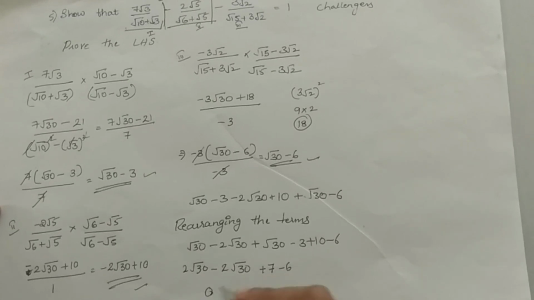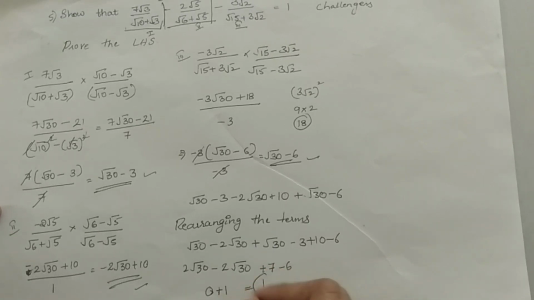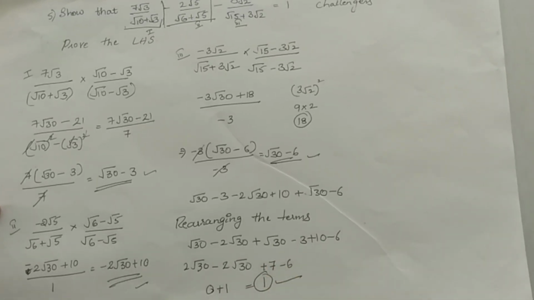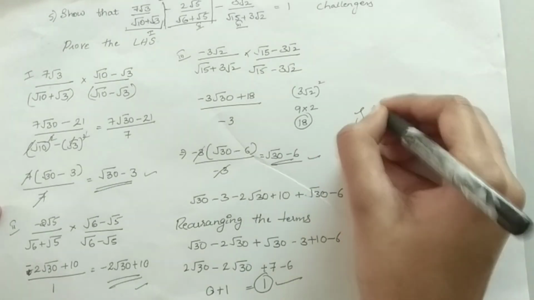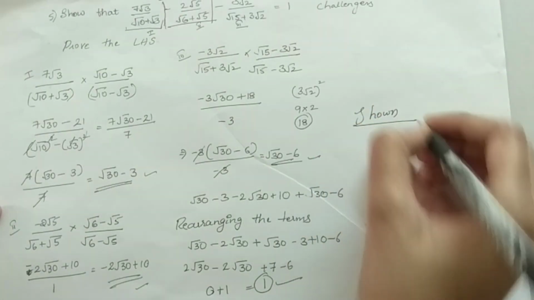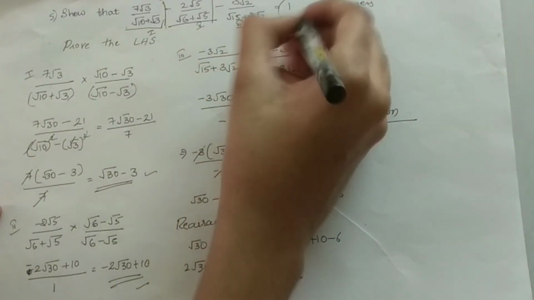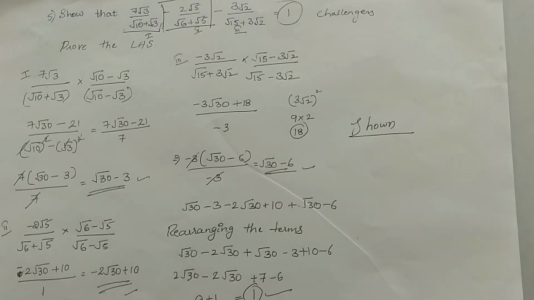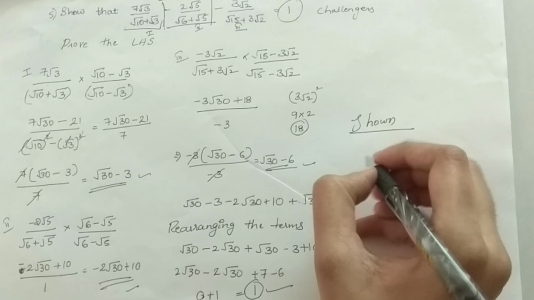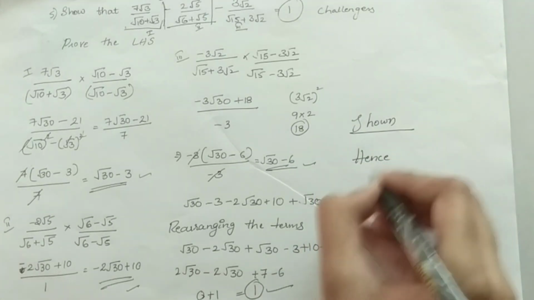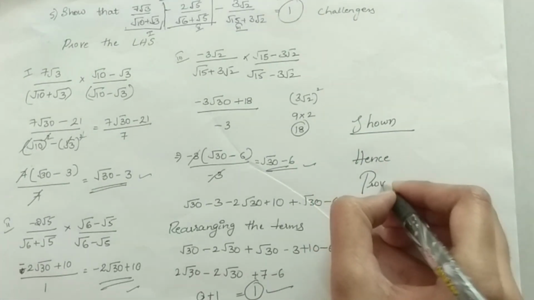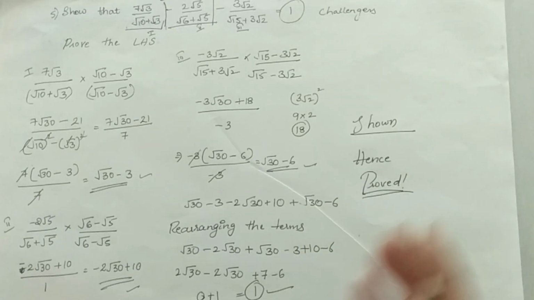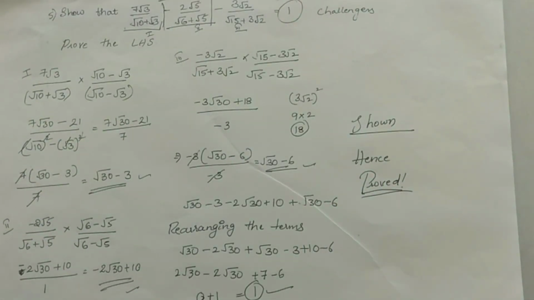We are going to write 0. 7 minus 6 is 1, so 0 plus 1. So all this is equal to 1. Yes, hence we have shown that it is all equal to 1. So you can just write hence proved or hence verified, whatever it is. Hence proved. Okay, that's it. It is done.